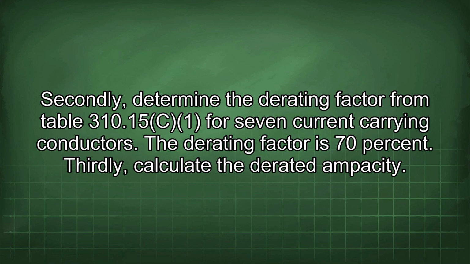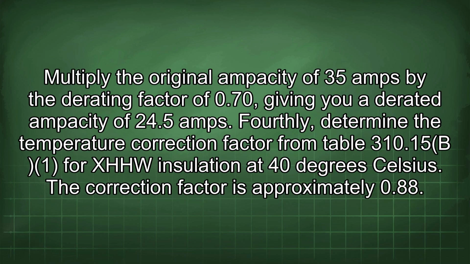Secondly, determine the derating factor from Table 310.15(C)(1) for 7 current carrying conductors. The derating factor is 70%. Thirdly, calculate the derated ampacity. Multiply the original ampacity of 35 amps by the derating factor of 0.70, giving you a derated ampacity of 24.5 amps.